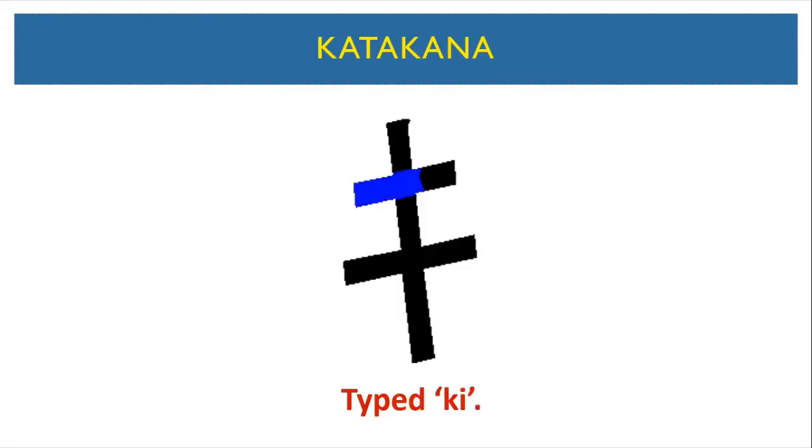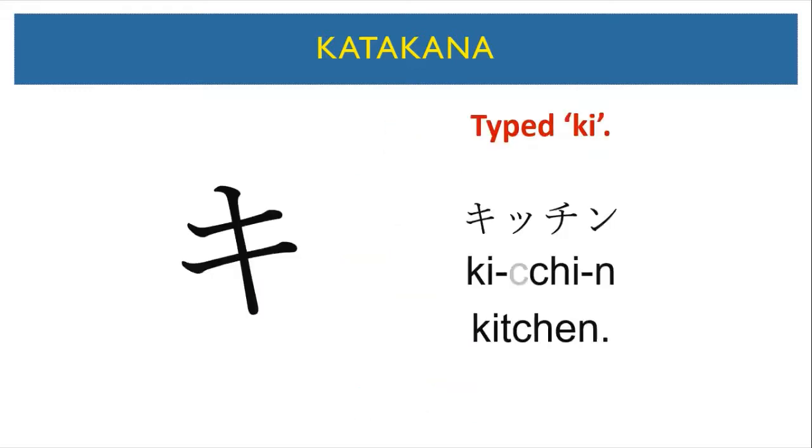So next is ki. And ki as in Kitchen. And if you see, this is katakana s, but it's very small. It's not big. So you shouldn't read it as s.